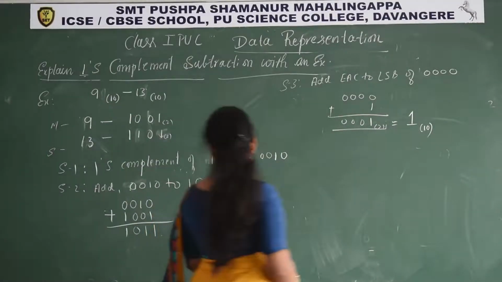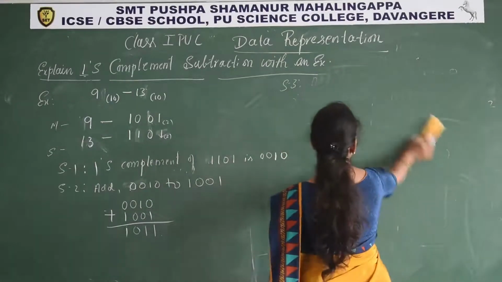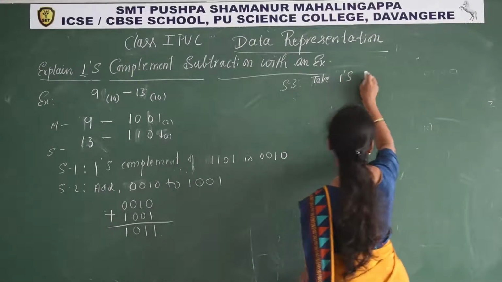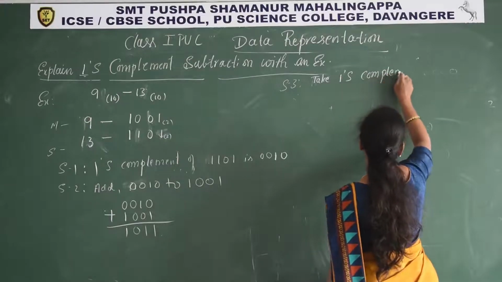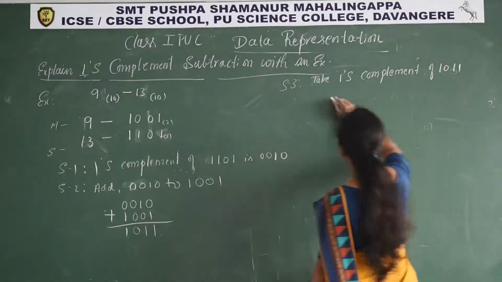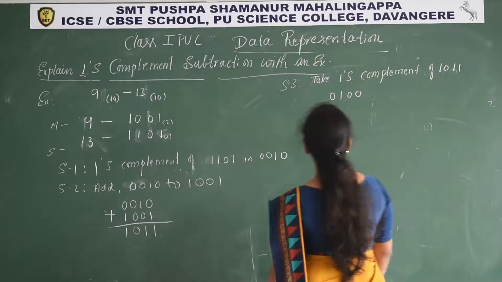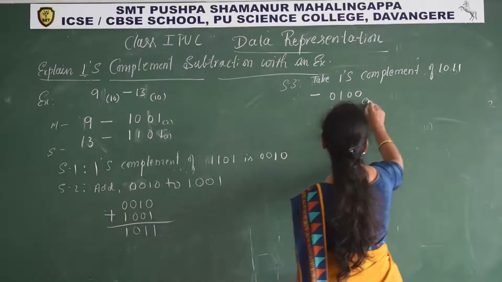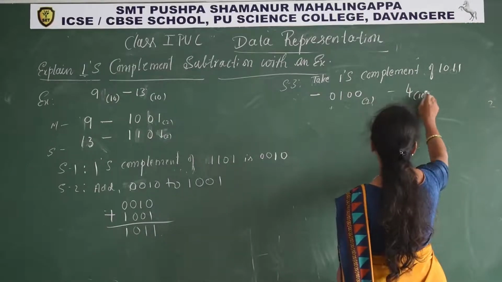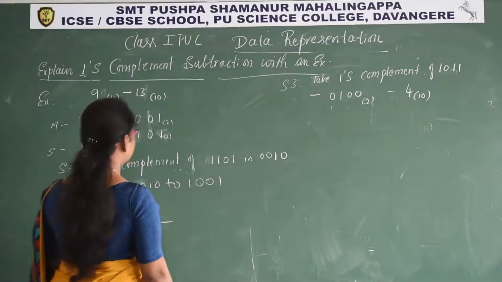Now, here there is no end around carry. So we have to take the one's complement of the result and put it on the negative side. Take one's complement of 1, 0, 1, 1. 0, 1, 0, 0 will be the result, with a minus sign. So in decimal form it is 4 base 10. 9 minus 13, that is minus 4. Next question.